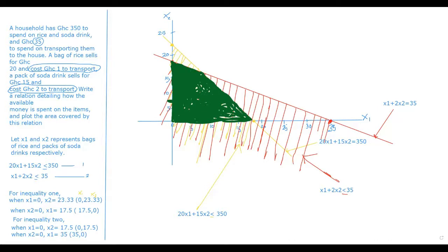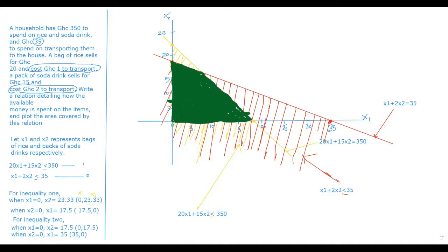So this becomes our shaded region. So within this region is where we are going to get our final answer. But we are going to get more than one answer. So when you get to linear programming, we are going to use the objective function to solve for the answer we are looking for. If it is cost, you will find the least value. If it is profit, you will find the maximum value.